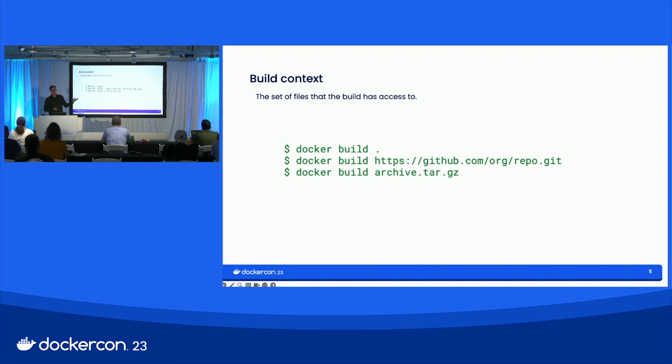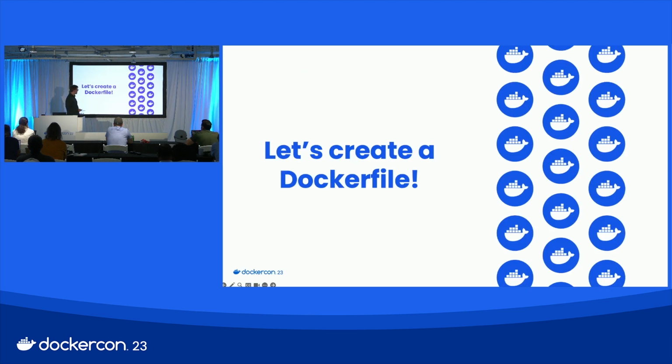It can be a git URL, in which case the BuildKit builder will clone the repo directly, and you're not sending anything from your local machine. It can be a tarball. Some people use that. You probably won't. All right, so that's enough for the intro. Let's get into creating a Dockerfile.